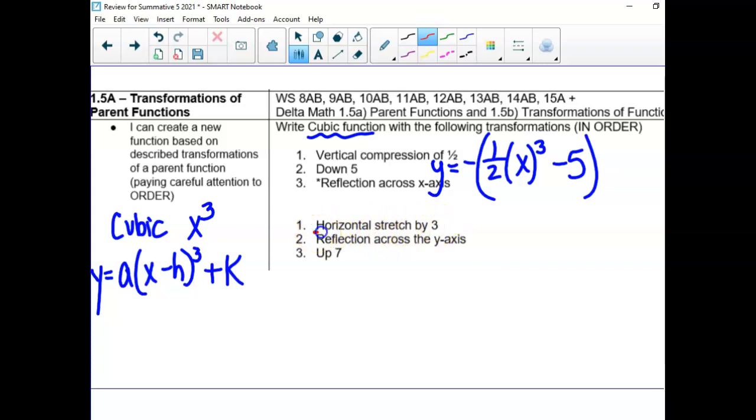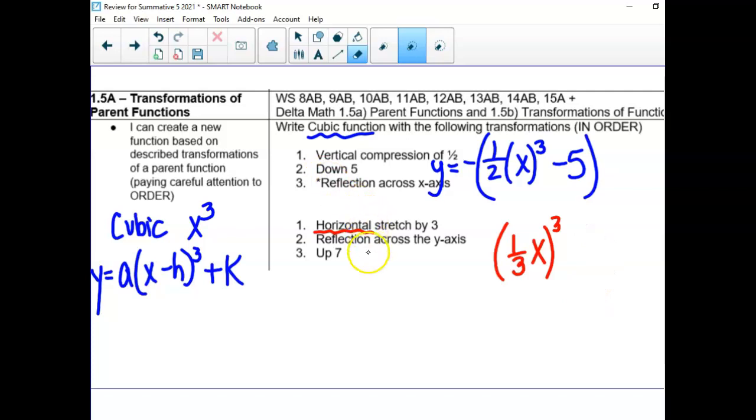Horizontal stretch by 3. Okay. That is inside, and so it's the opposite of what it seems. How do you stretch by 3? Yeah, you put a 1/3 in there. Reflect across the y-axis. That's left to right, so that is also inside of there. And it doesn't matter which order on those two things. And then move the whole thing up 7 would be a +7 on the back.